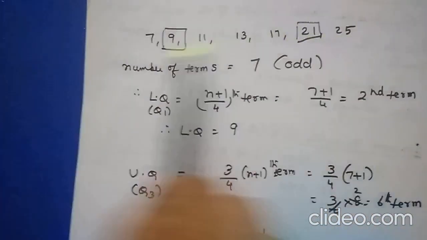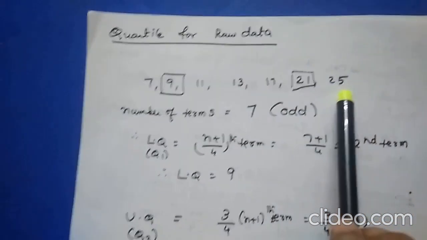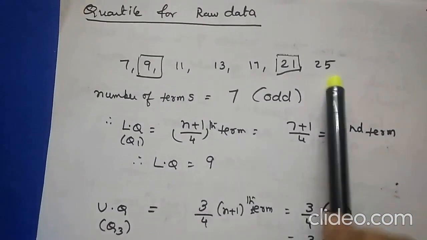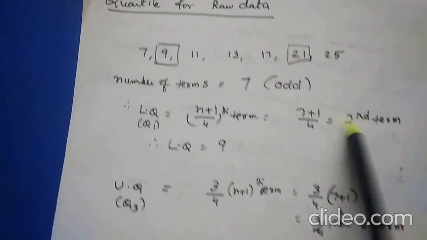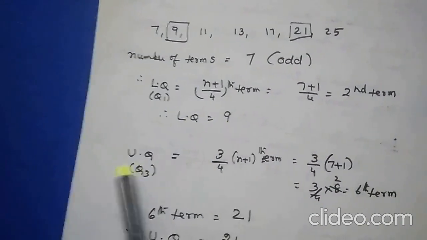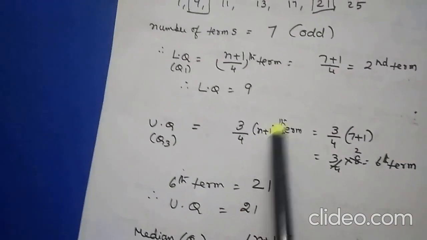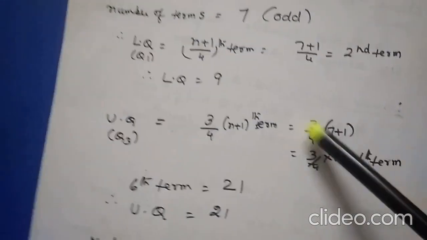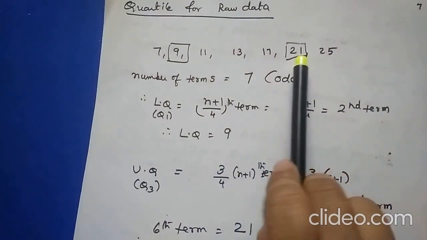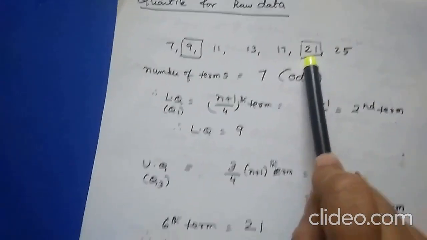In this order, first you have to write in ascending order. Always, to find your median or quartiles, you have to write the observations in ascending order. The second term is 9. Therefore, the lower quartile is 9. Upper quartile, 3/4 of n plus 1th term. 3 by 4 into 7 plus 1, the 6th term. Here the 6th term is 21.